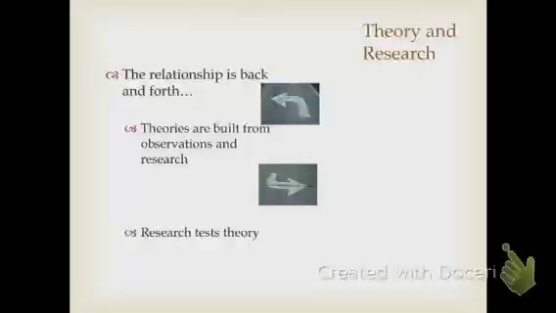Next we're going to talk about theory and research. The relationship of theory and research is really back and forth. Theories are built from observations in research, and research tests theory. When a researcher conducts a research study, it's important to place that study in a larger context of relevant literature. That gives the findings greater utility and really allows them to be more broadly applied to everyday settings.